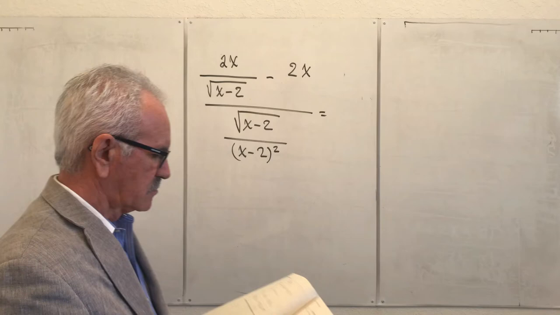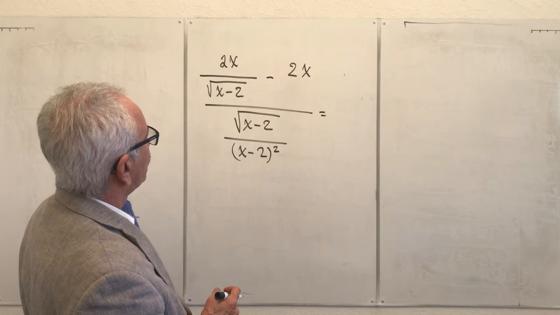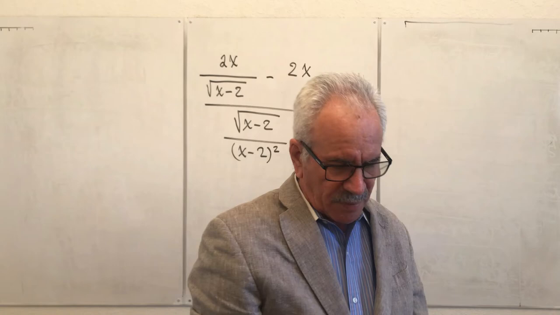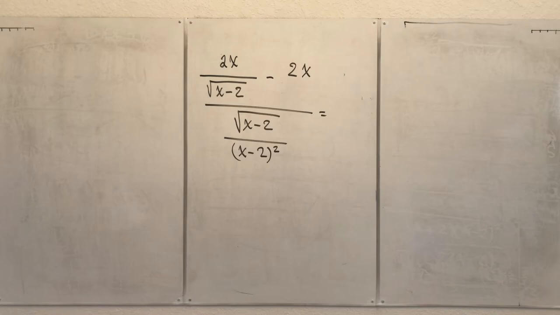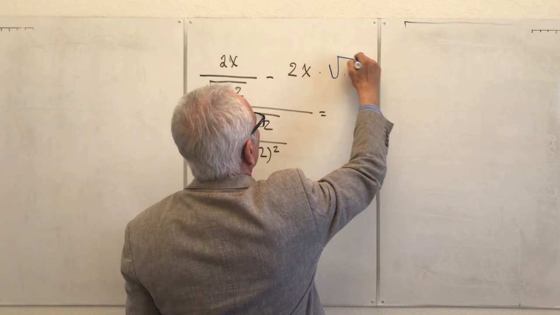So one more time, different ways. We can create on the top a common denominator and later perform cross multiplication. This will be one method. So times square root of x minus 2 divided by square root of x minus 2.